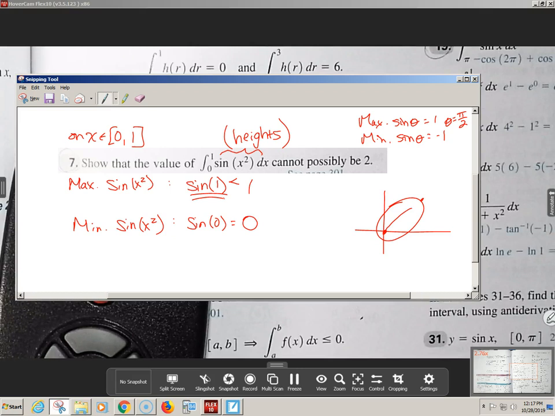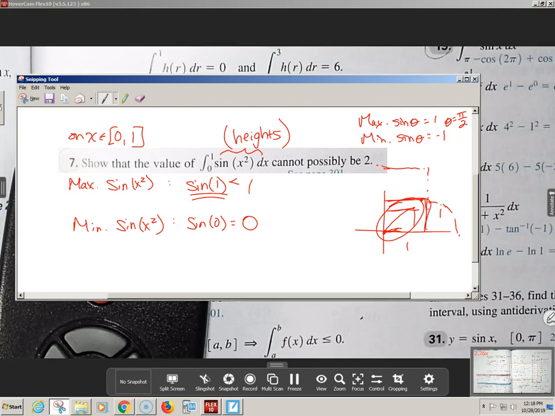What's the biggest this rectangle can be? Isn't this a base of 1 and a height of 1? Because when sine gets to 1, then it keeps going, right? And this is somewhere smaller. And then this is, well, that's just 0. So question, where's 2 in all of this? Could this area possibly hit this area?